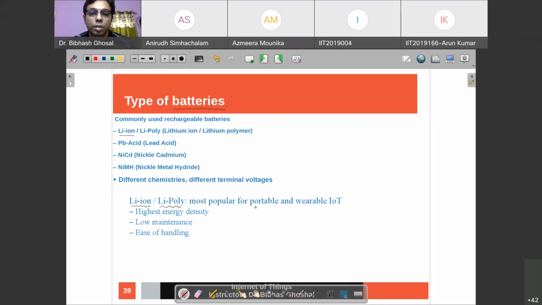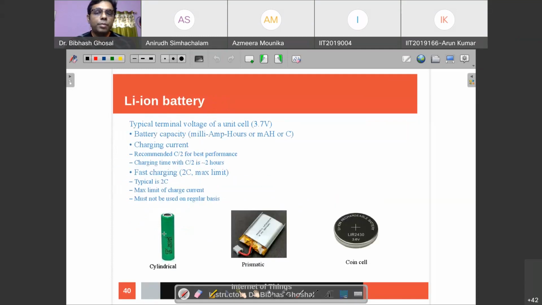batteries that are used. They are portable, and because the majority of the wearable devices are low-end devices, they have a very high energy density, very low maintenance and ease of handling. So let's see the structure of that. These are the lithium ion batteries that we normally use. They come in different forms. It's either cylindrical, prismatic, or coin. So any of these three forms.